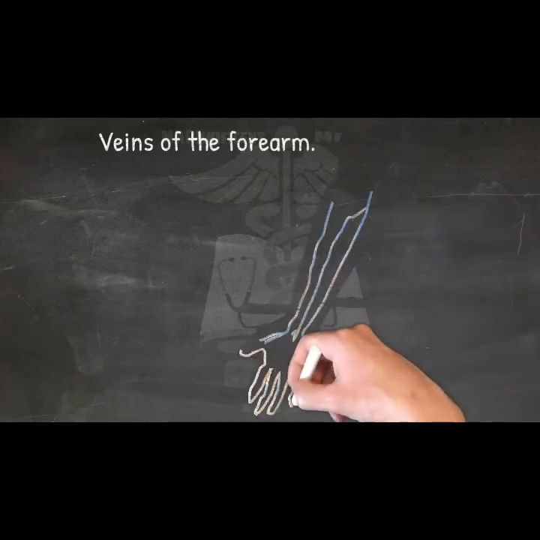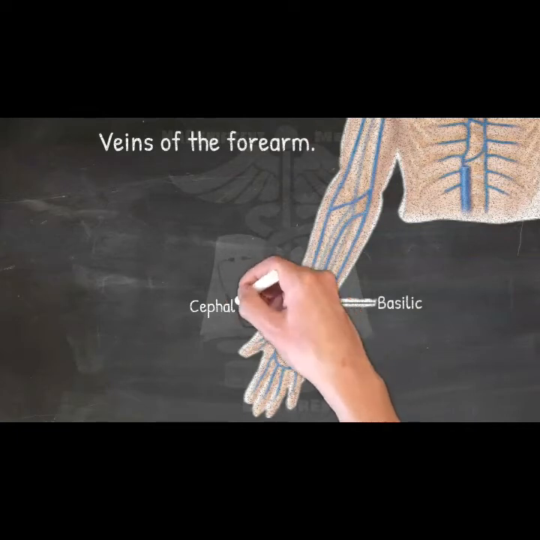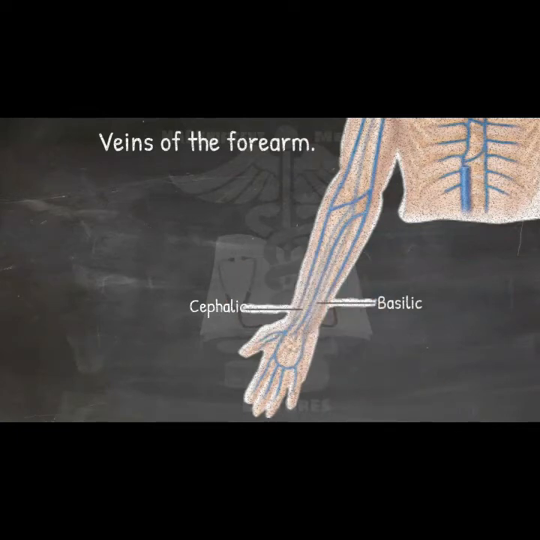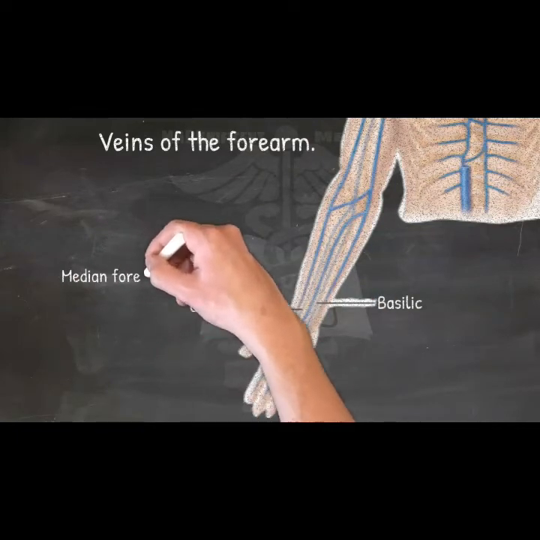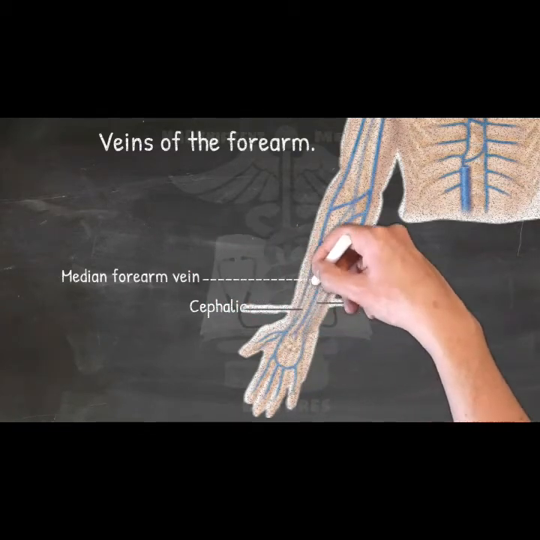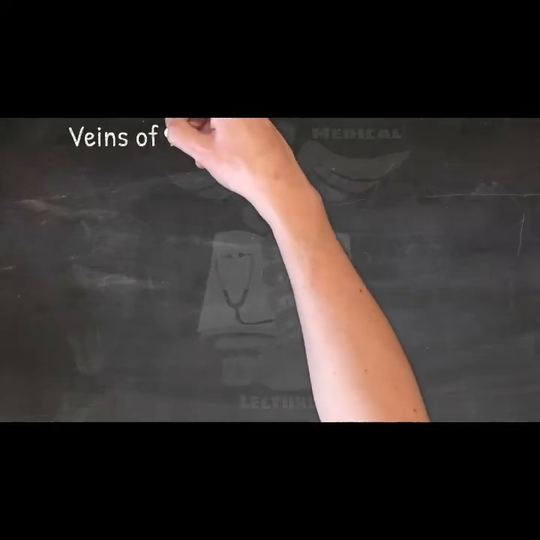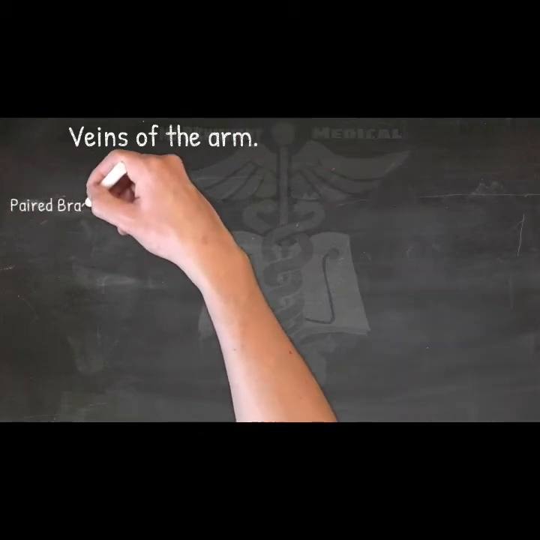They are superficially located, with the basilic vein traveling through the ulnar side, and the cephalic vein traveling through the radial side of the forearm. Besides these two, the median forearm vein assists in draining the forearm. It travels through the middle of the forearm. All three veins of the forearm are tributaries to the brachial veins. The veins that drain the arm are the paired brachial veins.